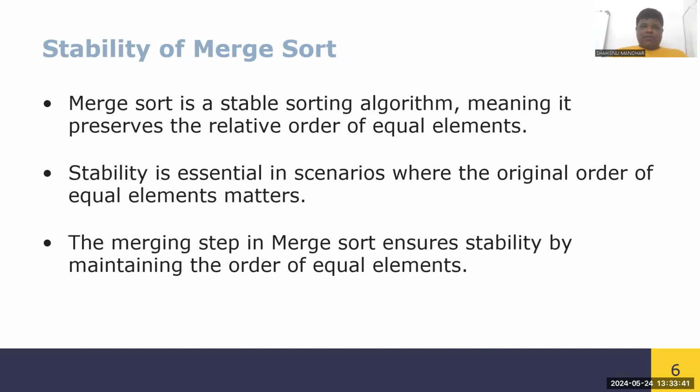Stability of merge sort. Merge sort is a stable sorting algorithm, meaning it preserves the relative order of equal elements. Stability is essential where the original order of the equal elements matters. The merging step in merge sort ensures stability by maintaining the order of equal elements.